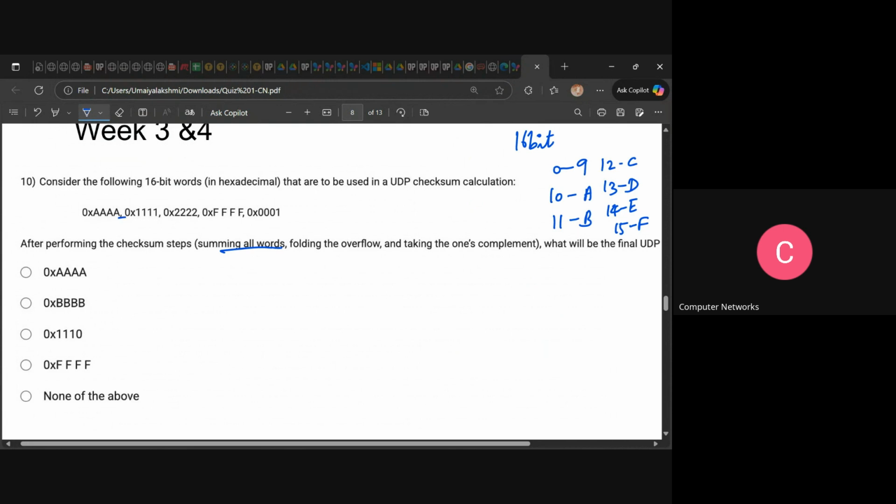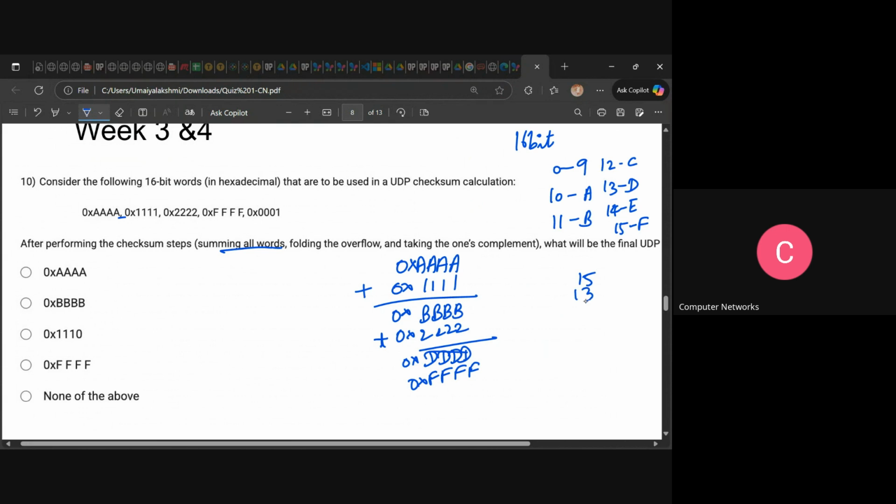Now they are adding A's. So what is 0x? All the A's are taken and added with 1. So what will be the value then? The added up value? B's, right? Okay. Now this has to be added with 0x2222. Then D, yes, we'll get all D's. Now this has to be added with the F values. What is the value of F?